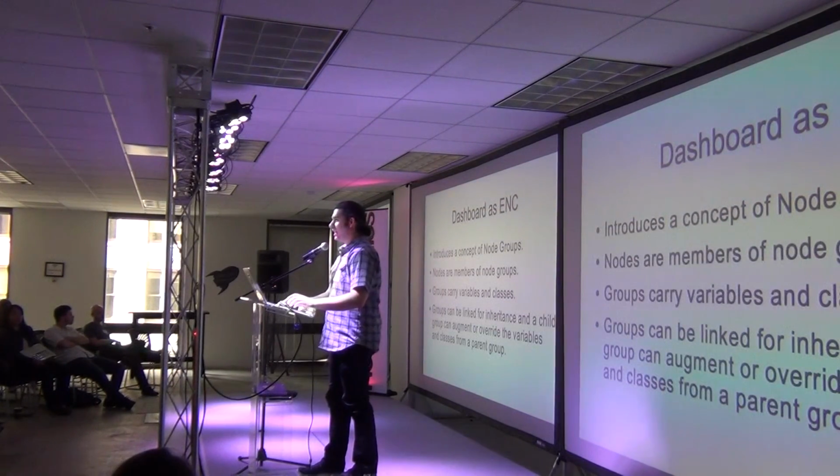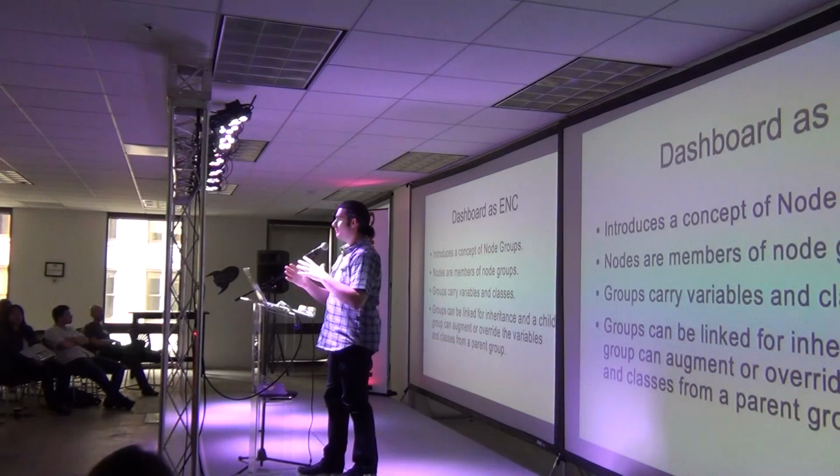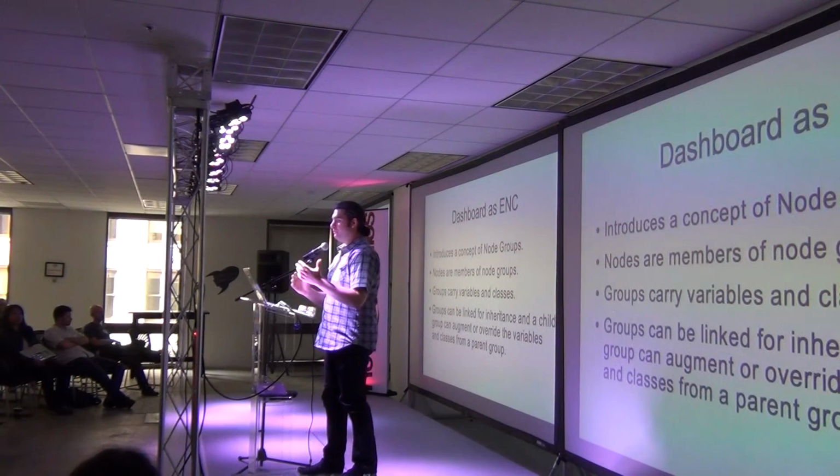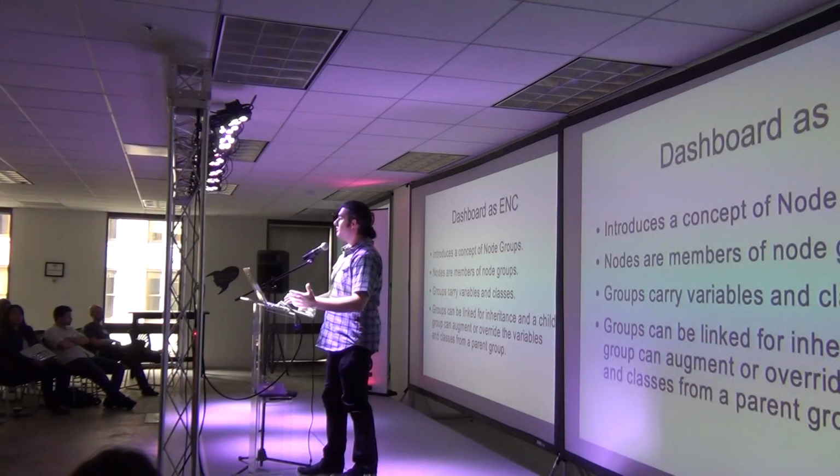Okay, so let's have another topic a little bit. Let's talk about the dashboard. So the dashboard is an ENC. As you saw in the Puppet Enterprise discussion, Enterprise is this much bigger product that has Dashboard as one component of it. It has a concept of node groups, and then nodes are members of their groups, and then groups will add in variables and classes that will then apply onto those nodes. Those classes can be parameterized at the node level or at the group level as well.